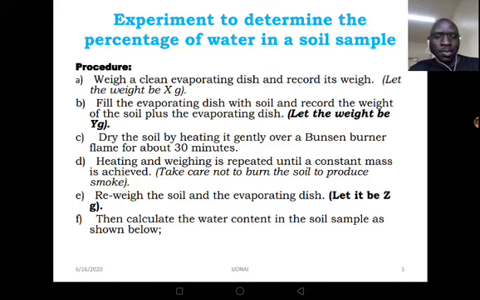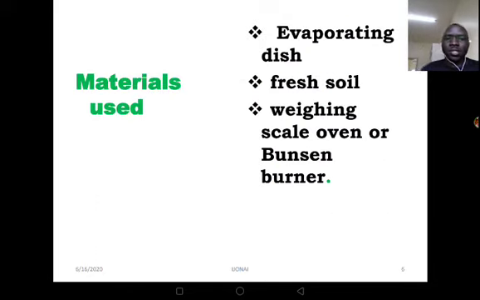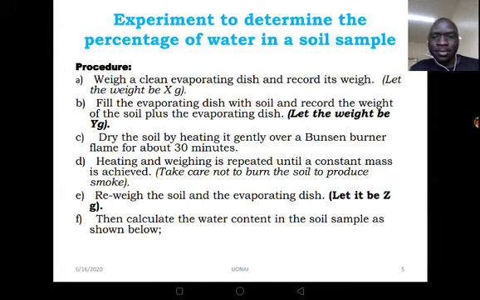But before we do an experiment, we always have the requirements for an experiment. What are those requirements that we need for this experiment to be successful? So we need an evaporating dish, and then we need fresh soil. Any soil, you can get it from the garden. We need a weighing scale for determining the weight, and then we need an oven or a Bunsen burner, or even a stove. If you're at home, you can just use a stove or any heat source. And then after getting all these materials, you then follow the following steps.